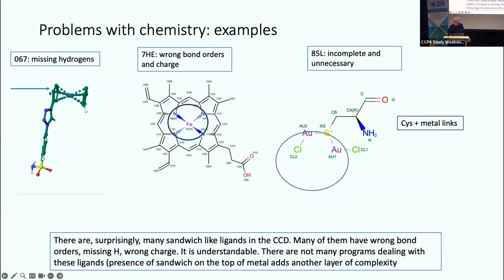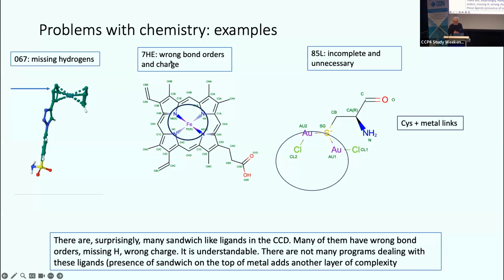I always thought that ferrocenes would be very rare in macromolecules. But surprisingly, there are hundreds of ferrocenes and ferrocene-like structures in the PDB. I'm not sure that all of them are biologically relevant. But all ferrocenes have problems. Either they do not have enough charge, each ring must have -1, or there is no hydrogen, or bond orders are wrong. Any program trying to generate internal structures will get it wrong because the chemistry is wrong. So we have to correct that.